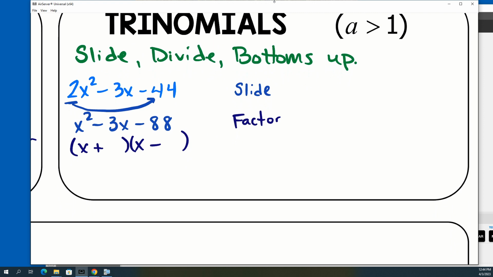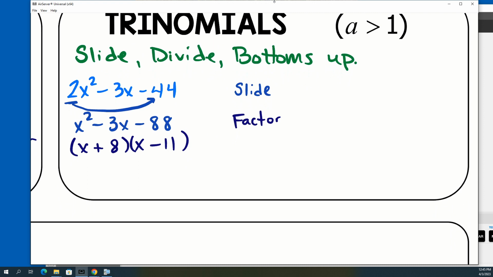So we are going to do 8 and 11. We want to get negative 3. So which one needs to be negative? The bigger one, so 11. All right, we're not done. We still have two more steps. They're easy steps, though.